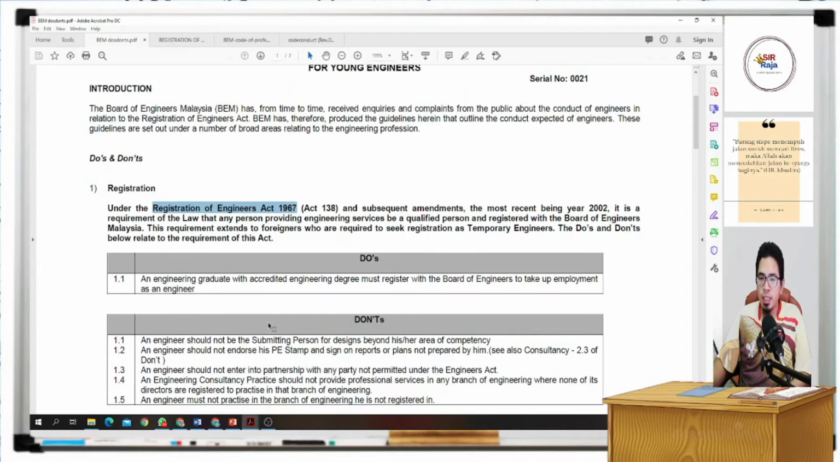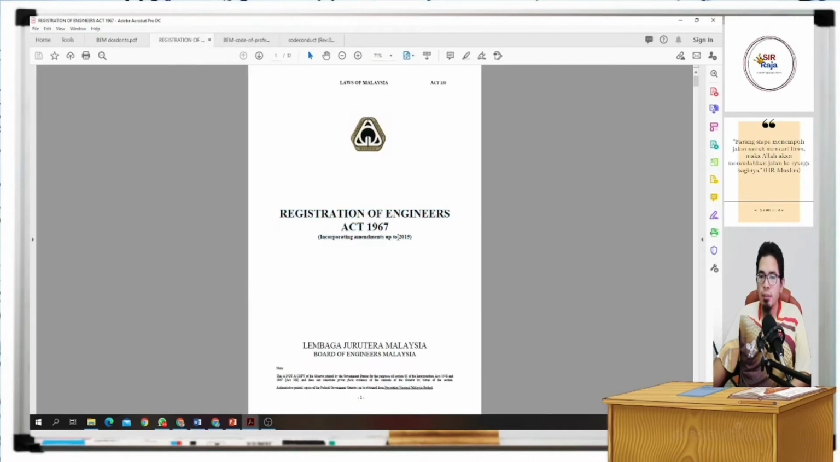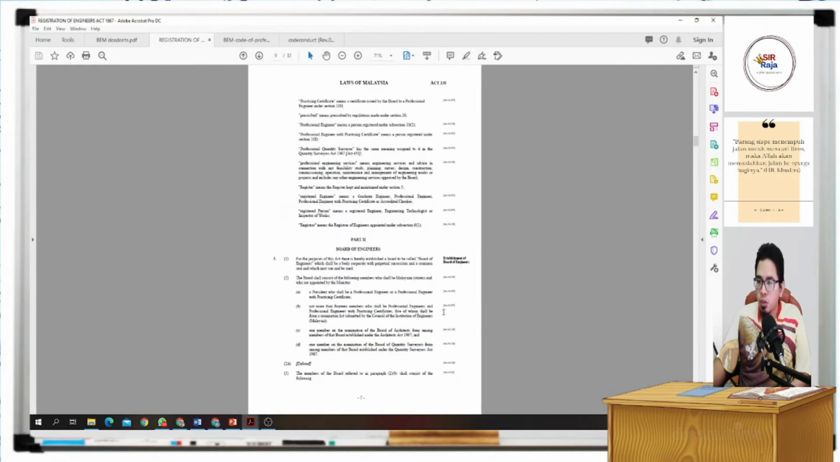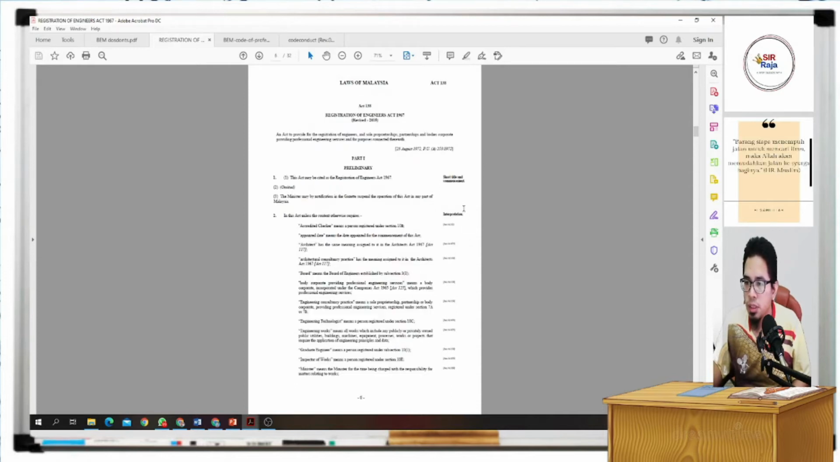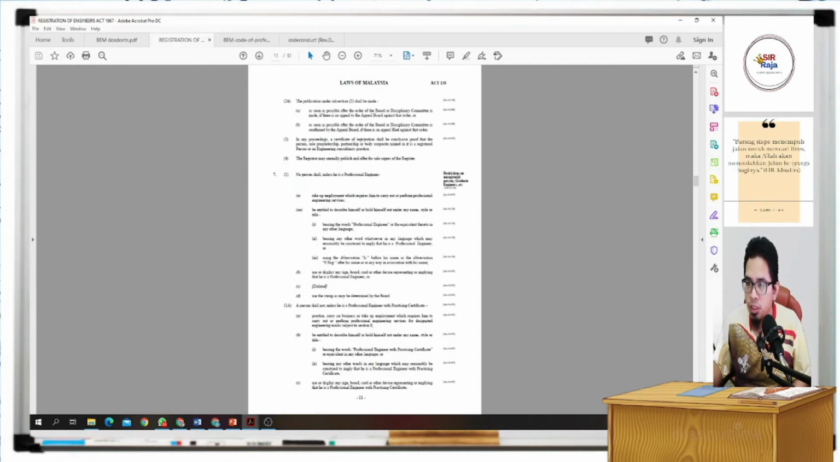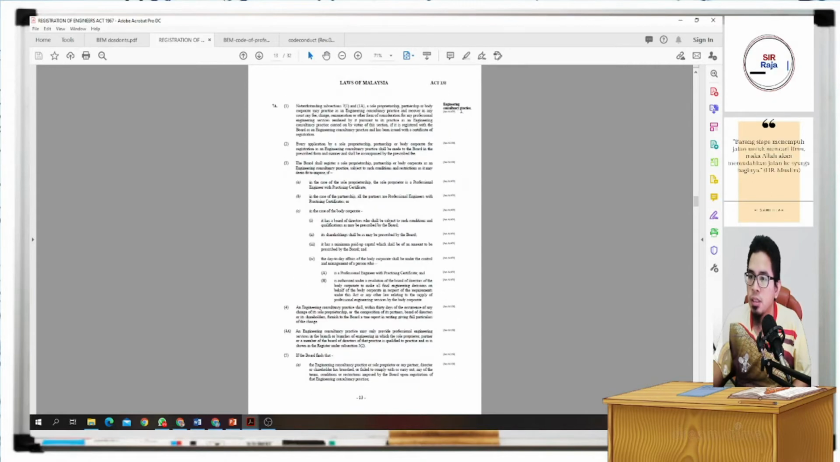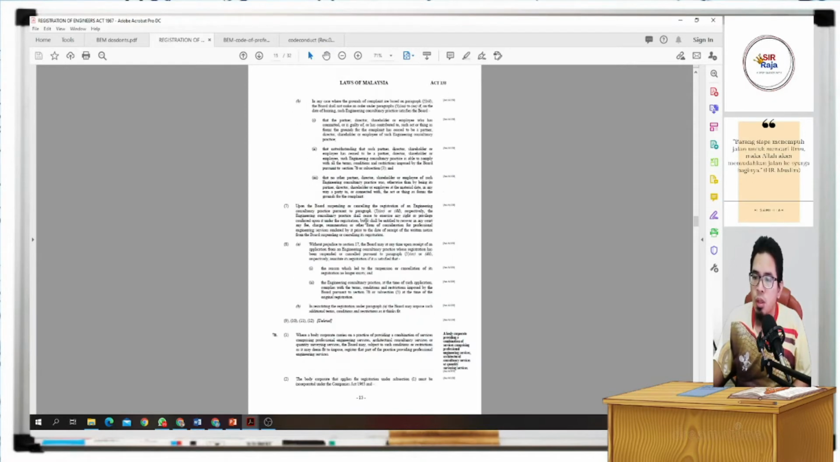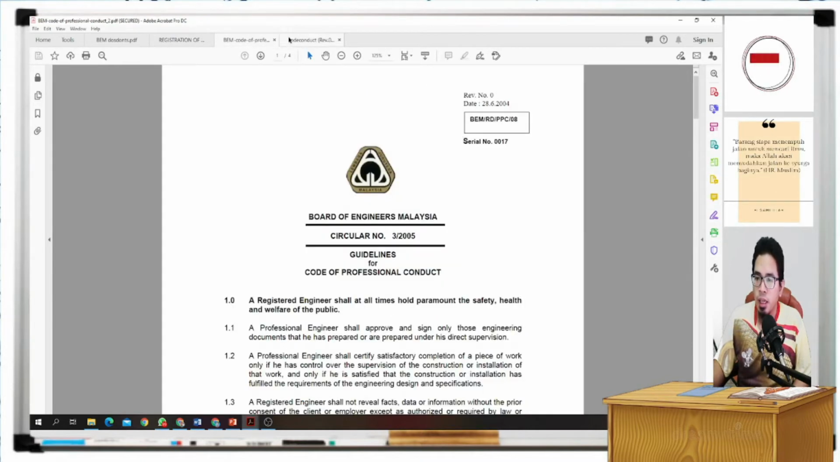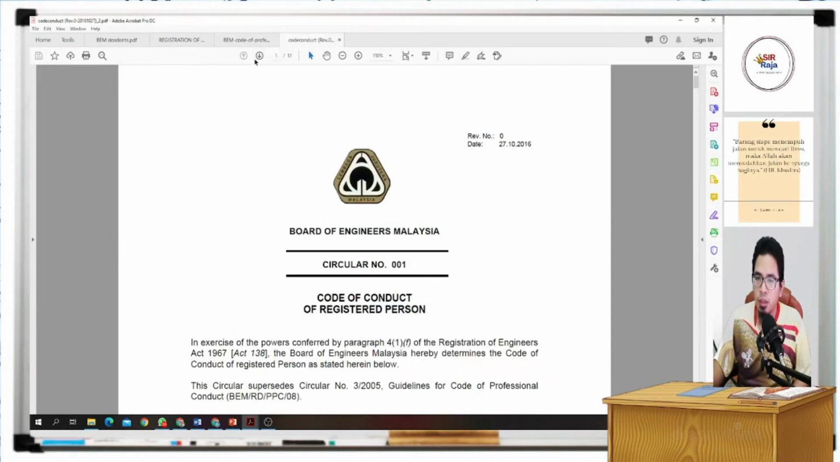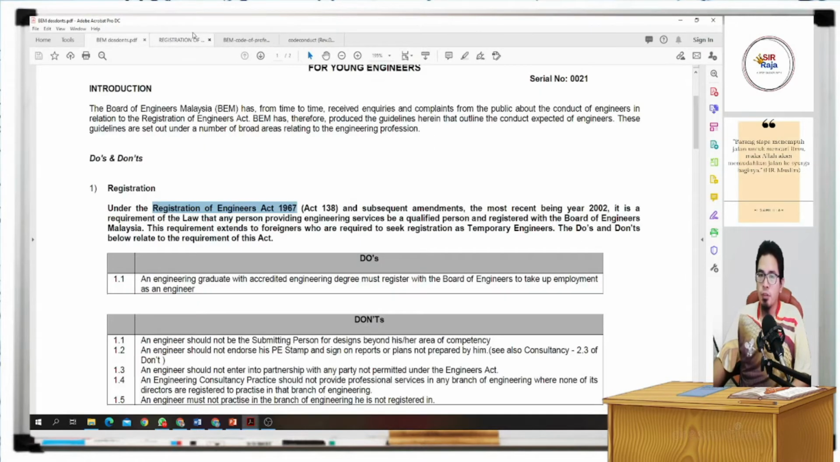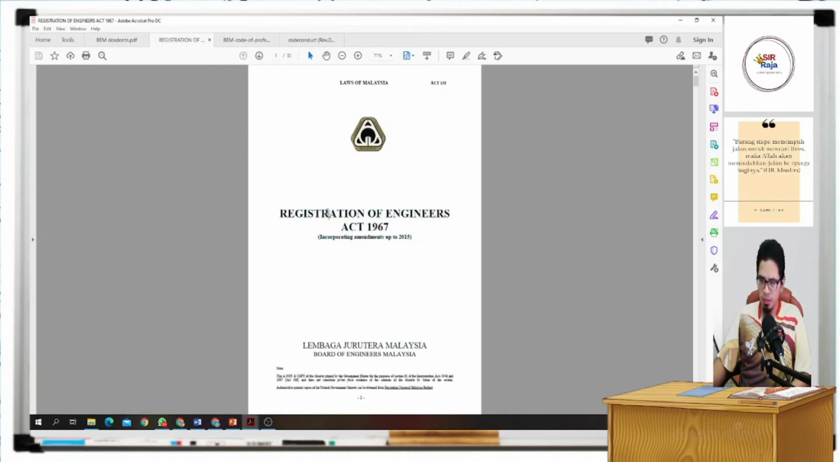Actually, all these come from here, but this one is the revised one. Registration of engineers. Here we can look at the Board of Engineers, restriction, unregistered engineering consultancy. This comes from the Registration of Engineers Act 1967, Akta ini, but this one has amendments up to 2015.